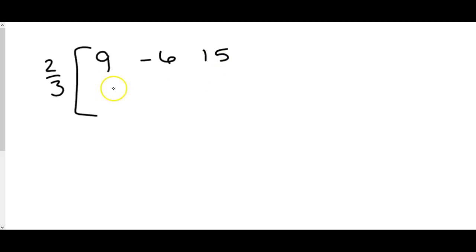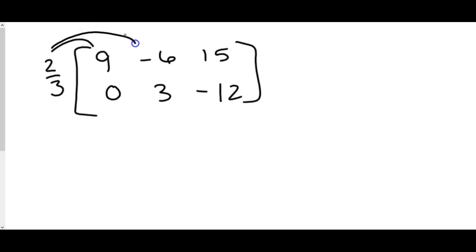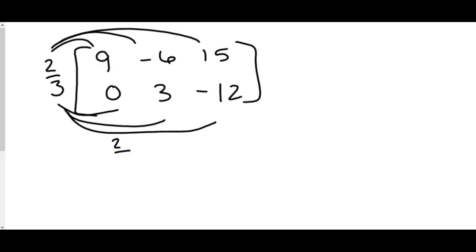You can also do scalar multiplication with a fraction in front, but you're still multiplying the 2/3 by everything on the inside of the matrix. Now our matrix is a different size this time. That doesn't matter. We still multiply by everything inside. So 2/3 times the 9. If you're not sure how to multiply the fraction out, you can plug it into your calculator as 2 divided by 3 times 9. The fraction bar is just a division symbol. So 2 divided by 3 times 9, that will give you 6.